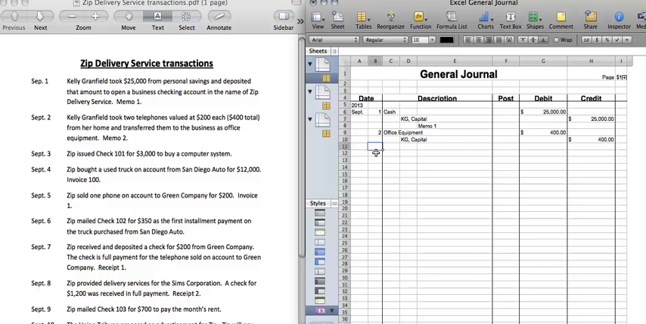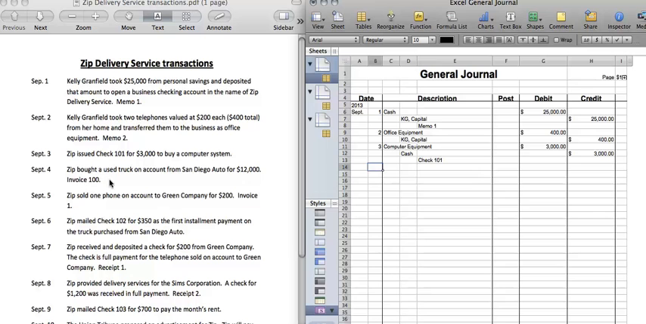We're good to go. Next, on September 3rd, Zip issued check 101 for $3,000 to buy a computer system. So we're going to debit computer equipment, $3,000, and we're going to credit cash since it gave us the keyword that we paid with a check. Our source document, check 101.